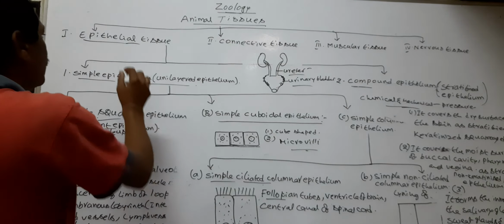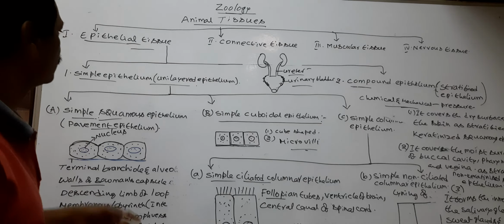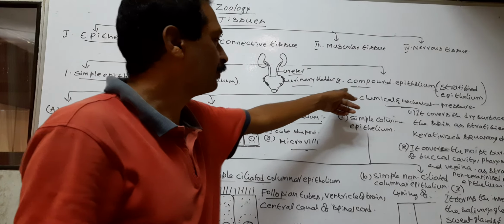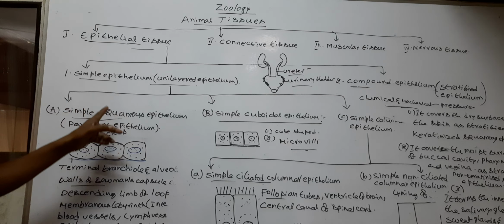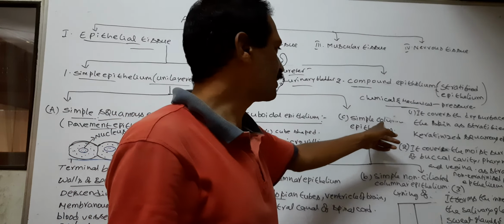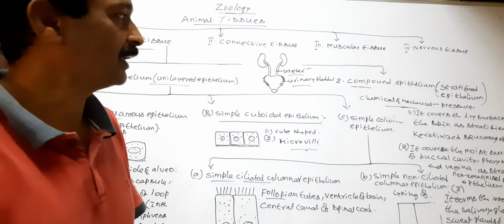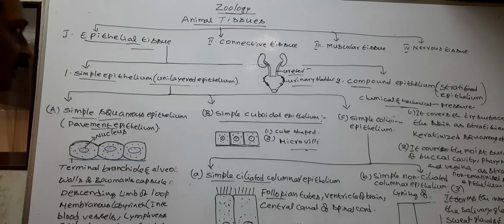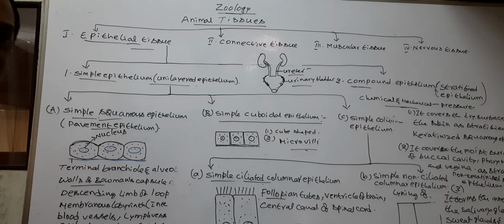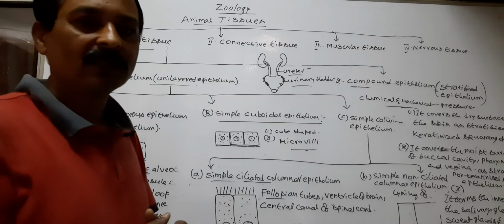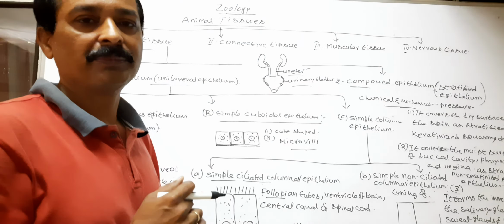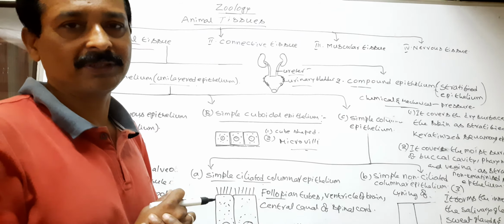So this is the epithelial tissue. Epithelial tissue divides into simple epithelium and compound epithelium. Simple epithelium divides into simple squamous epithelium, simple cuboidal epithelium, and simple columnar epithelium. Next, various glands in our body are also made by epithelial tissue. Such epithelial tissue is called glandular epithelium.